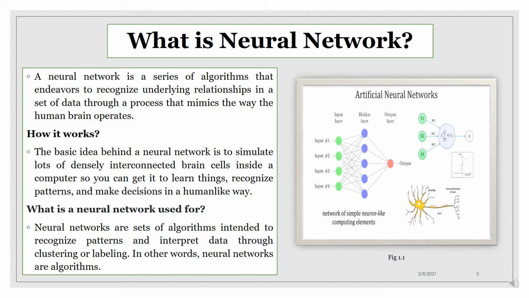Then comes how it works. The basic idea behind a neural network is simulation, right? As we all know, our brain cells are interconnected with each other in the form of nodes, as I have said. So we can use it in projects where pattern recognition is needed, like handwritten digit recognition, or many types of pattern recognition, image recognition.